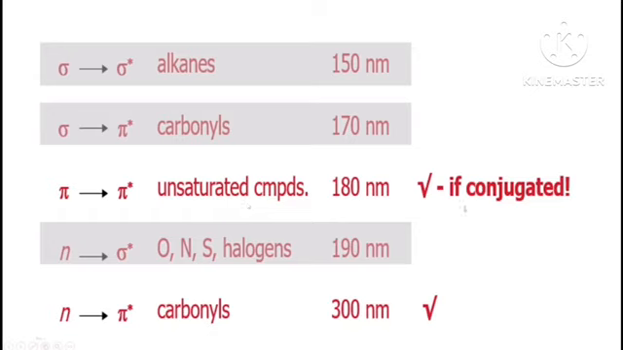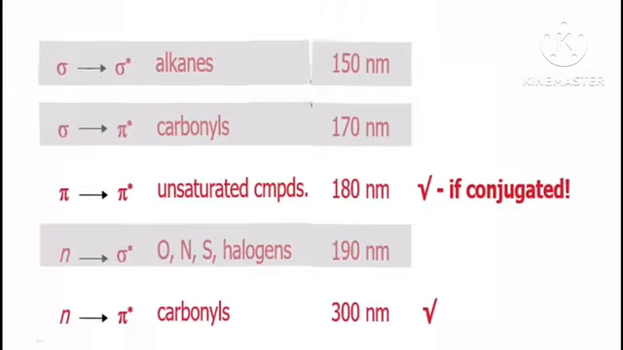So if a particular compound is conjugated, you would be able to see the electronic transition. Why? Because conjugation helps to increase wavelength. Just keep that in mind. So even though this one is 180, if we conjugate it, it will become what? Visible. Then we can look at that of the carbonyls, from n to pi star. It's obvious, 300 nanometers, way above 200 nanometers. So you'll be able to observe such an electronic transition as well.